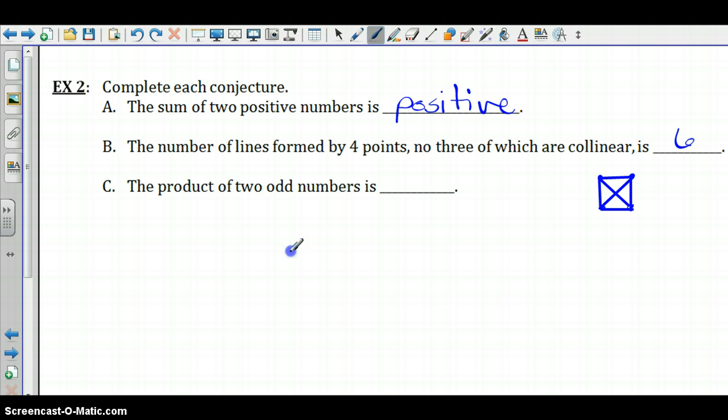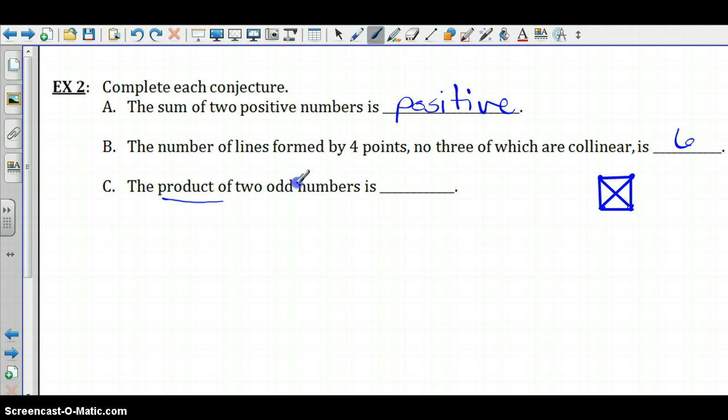And the last part of example 2 is part C. The product of two odd numbers is, well, we need to remember what the word product means. The product is the result of multiplication. All right, so if I multiply two odd numbers, then I would get another kind of number. We need to figure out what that is.